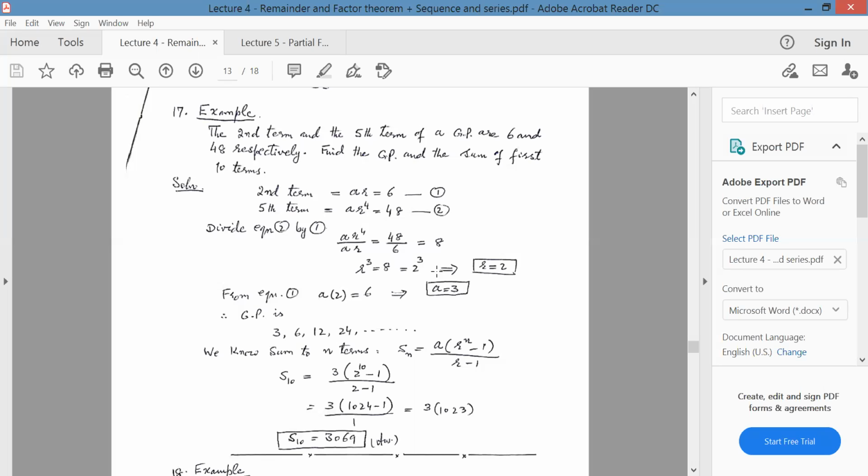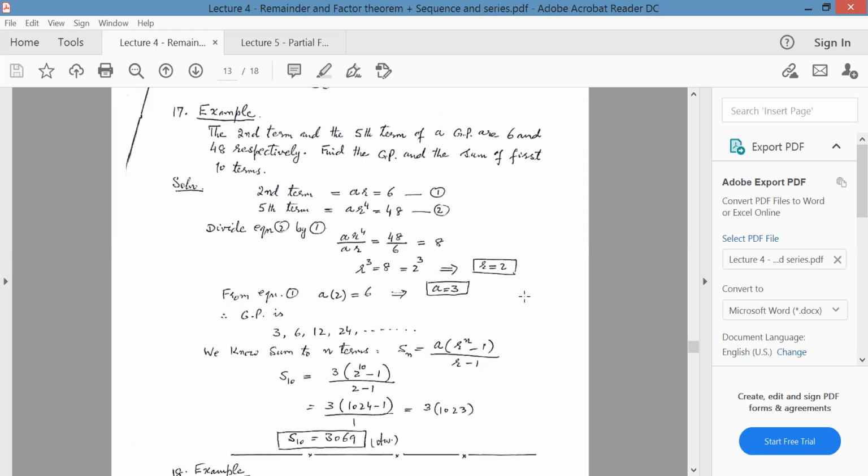Now in any of the equations, I think equation number 1 is simpler. Put this value of r here. Yes, r is 2. 2 times a is equal to 6. So what will be a? a will be 3. You divide it by 2. So you have got these two values, a and r.